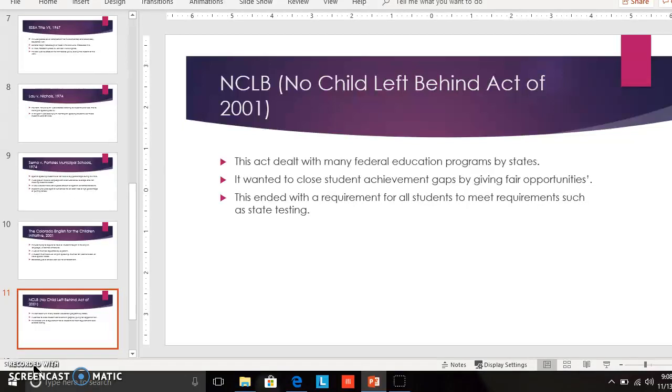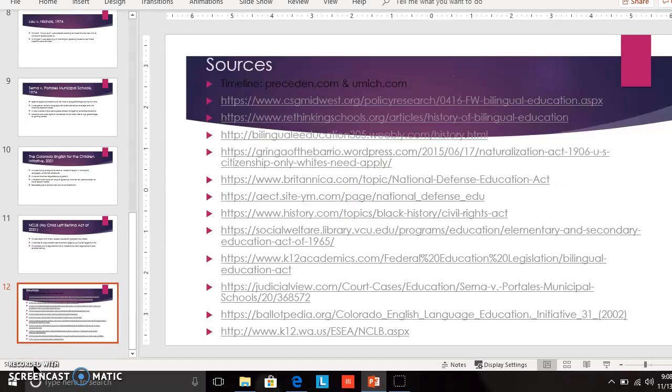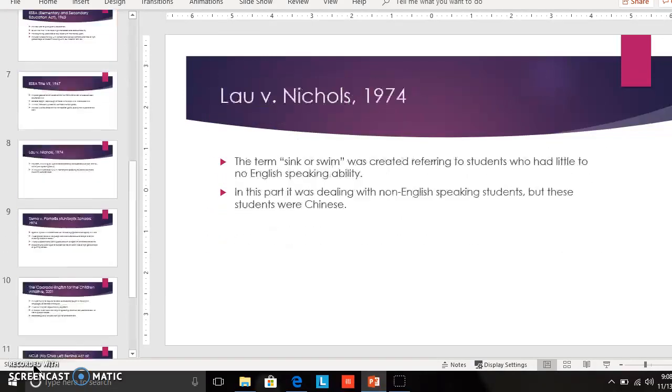Here in Texas, we take the STAAR test, so this is one of the requirements that we have to do. And at the very last slide, you will find all my sources for this activity.